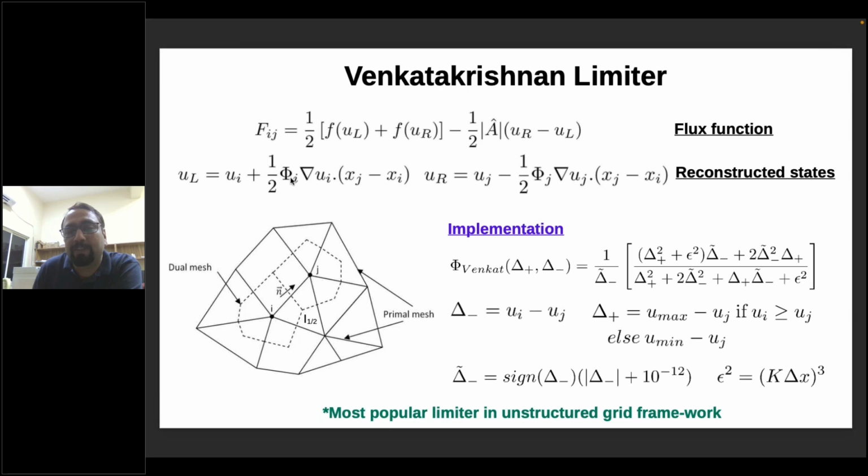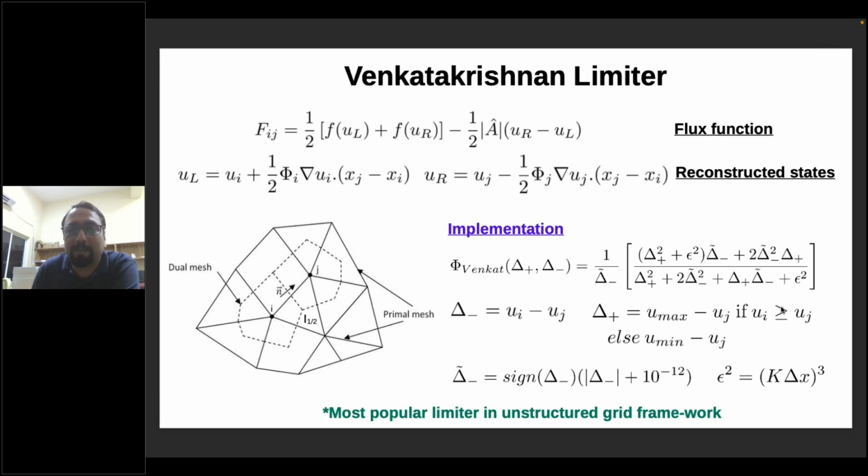So if it is 0, you will end up with a first order accurate scheme. UL equals UI, it's like a piecewise constant solution. And on the other hand, this is our Venkatakrishnan limiter function. It makes use of the left hand state and right hand state, as well as the min-max values of the neighbors.